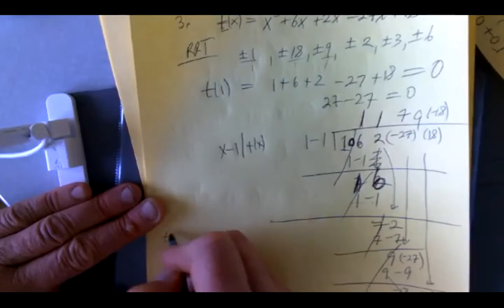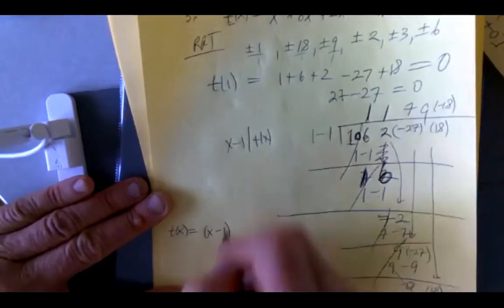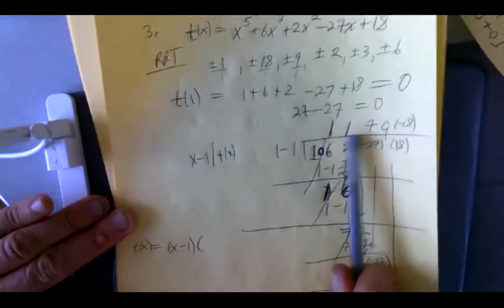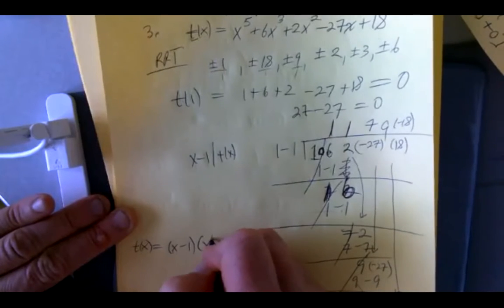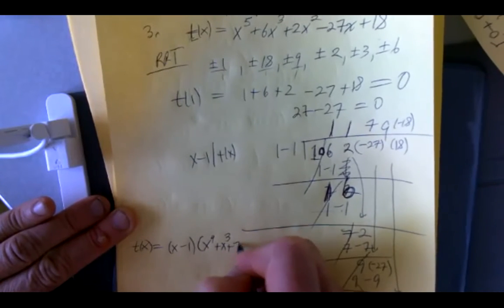So now I know T of x equals x minus 1 times, let's be careful, 1, 2, 3, 4, which makes sense. It was degree 5, x cubed.